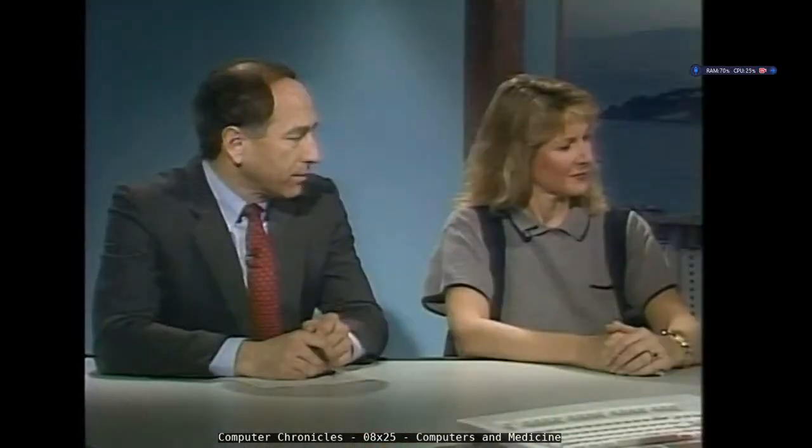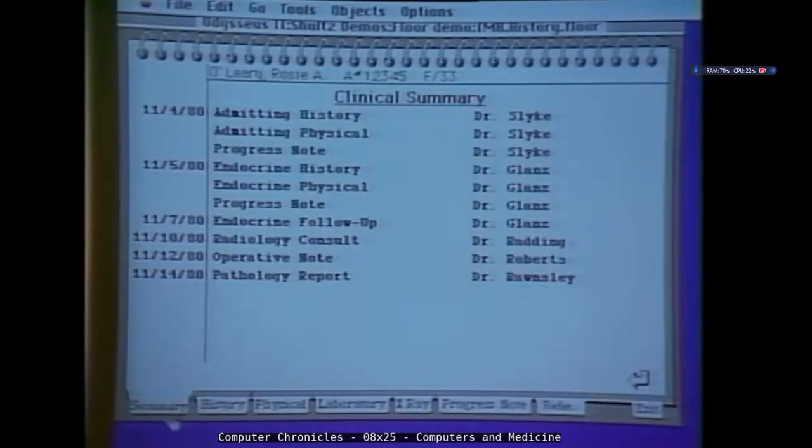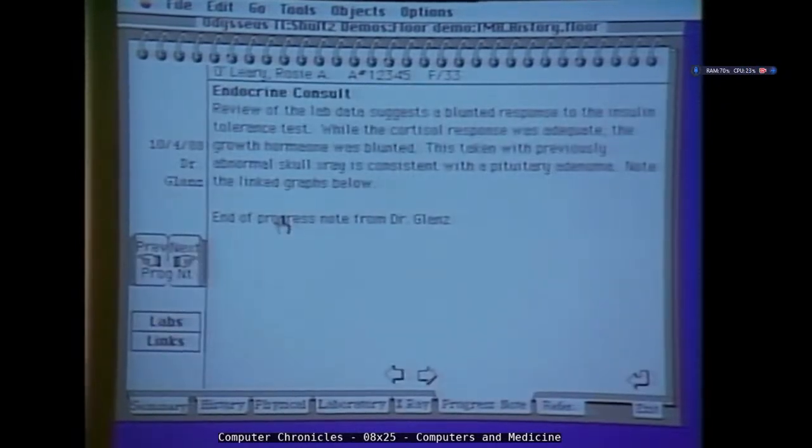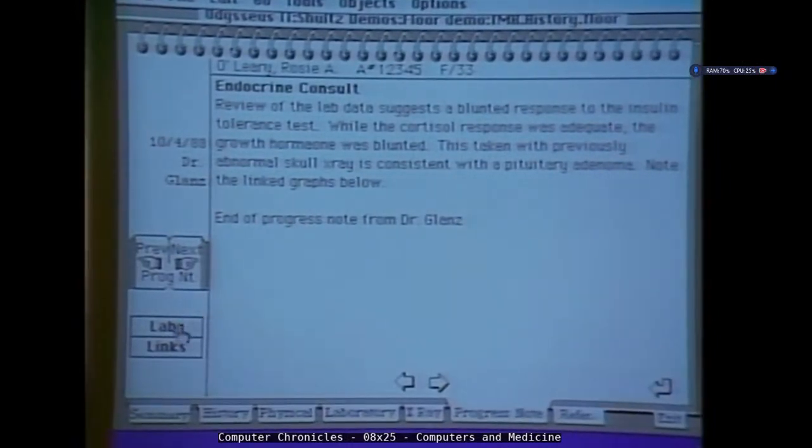All right, show us how we do that. For an example, we have something that looks like a medical record here. Tabs along the bottom are the same as a paper medical record, so he has a metaphor of what to do. Just jumping in the middle of this case, let's go to this endocrine follow-up. This is a lady who had a suspected brain tumor. And he's talking about the lab test and says, look at the linked data.